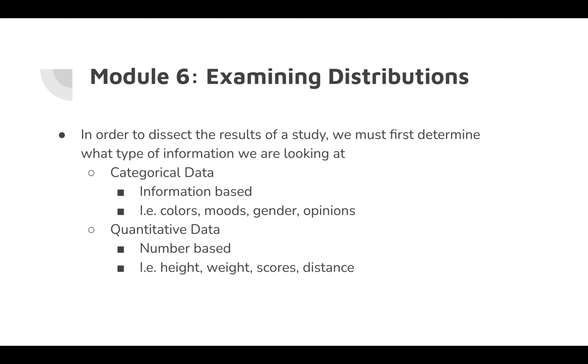The important thing to remember here is that there are two types of variables, quantitative and categorical. This is crucial because knowing this helps to determine how best to display the information and how to interpret it. In the simplest terms, categorical variables are information-based, and quantitative variables are number-based.